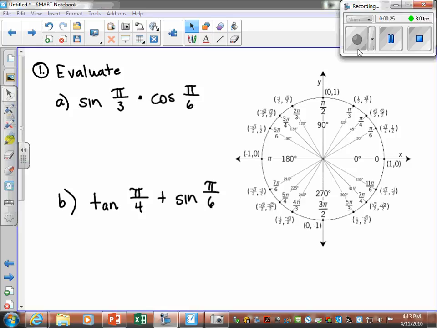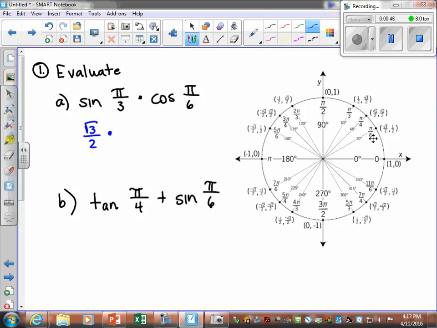Okay, before we get started in using our formulas, let's just warm up on these two evaluation problems right here. So what is the sine of pi thirds? So we go to pi thirds, and sine is your y value. That's going to be square root of 3 over 2. And if we multiply that by the cosine at pi 6, that's also going to be the square root of 3 over 2. That's just going to simplify. A square root times a square root is just the 3, because 3 times 3 is 9, so the square root of 9 is 3 over 4.